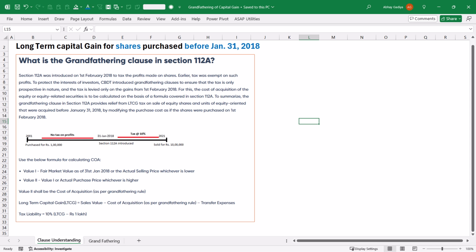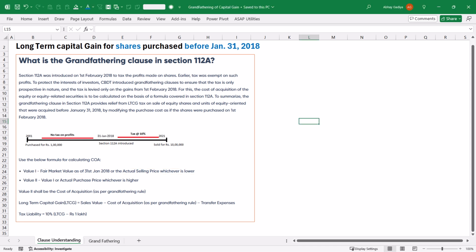Now you may think, how can this be done? It is done by changing the purchase cost considered for calculating the capital gain. So we will have to calculate the new purchase cost by following these steps. Step 1 will be to calculate the fair market value as on January 31st, 2018. Then compare this value with the actual selling price, and whichever is lower will be considered. Then in the next step, we'll be comparing this minimum value which we have calculated with the actual purchase price. And now whichever is higher between these two will be considered as our cost of acquisition.